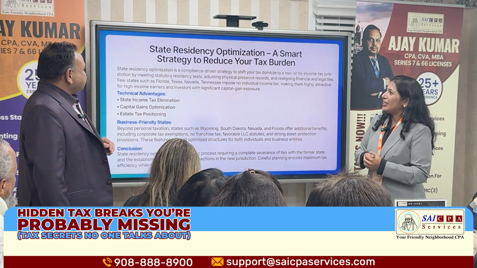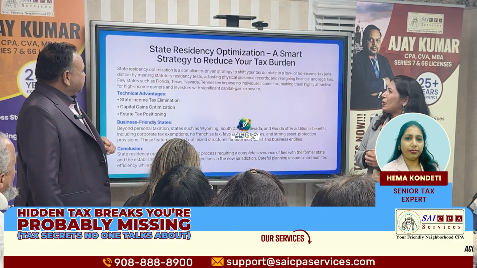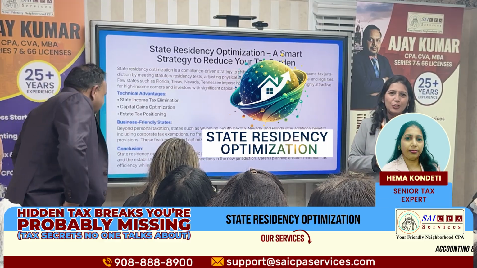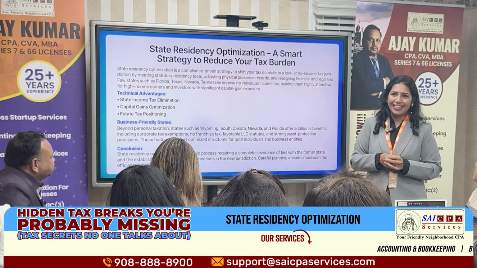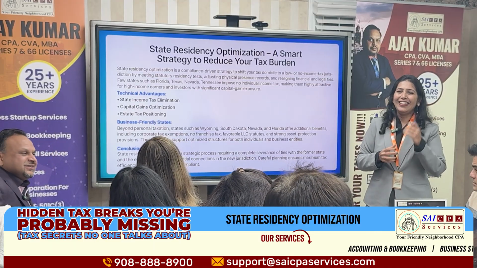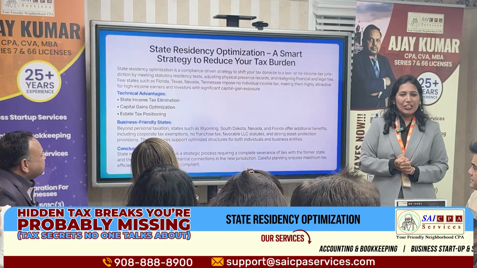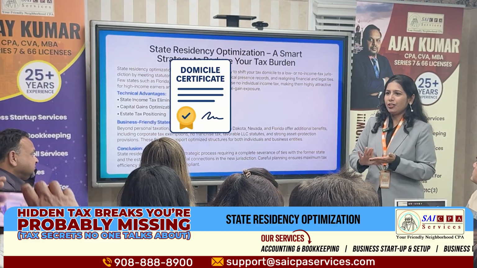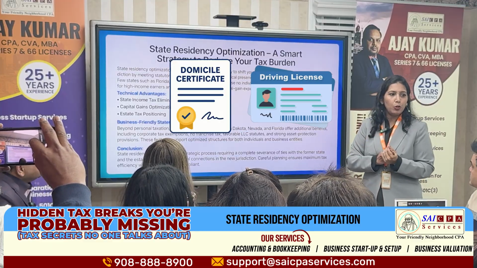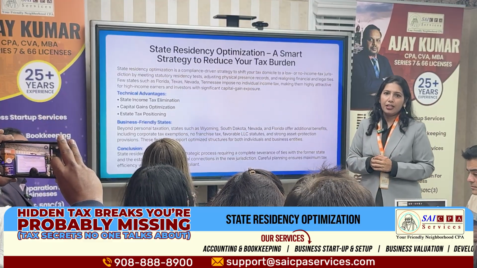The next topic I would discuss is state residency optimization, a way to reduce your tax bill. Simply saying, move to states which have no state taxes, or lesser taxes. But at the same time, you have to make sure that your domicile and your driver license are changed, and you have no nexus to your prior state of residence.